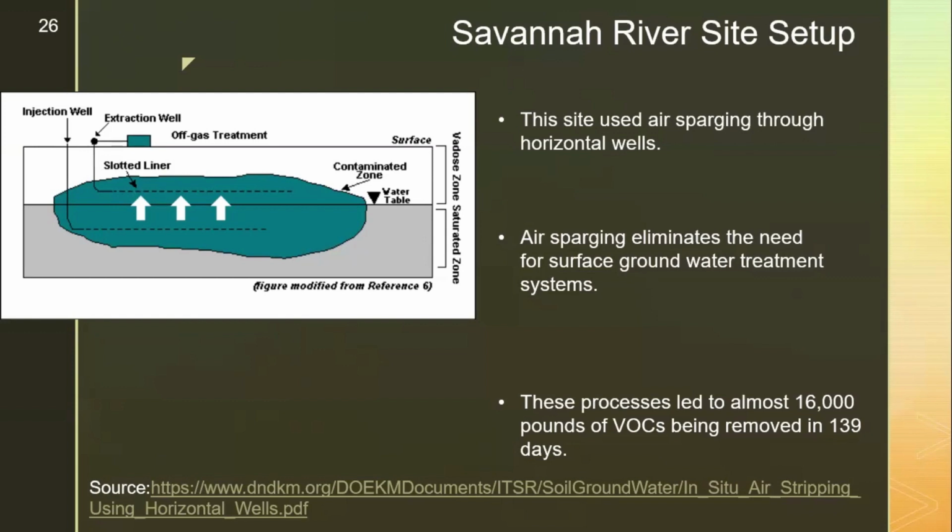The air sparging was also used to eliminate the need for surface groundwater treatment, which is why it's in situ air stripping instead of just air stripping. This process in this case led to almost 16,000 pounds of VOC being removed from the site in 139 days.